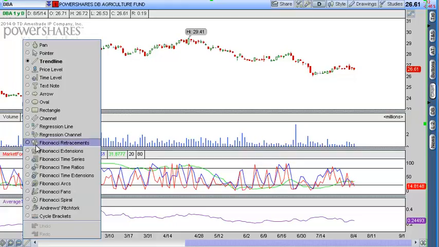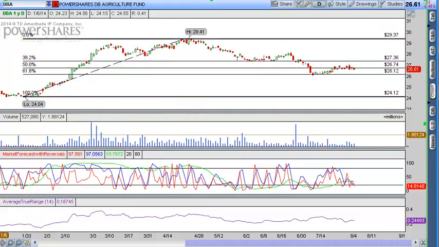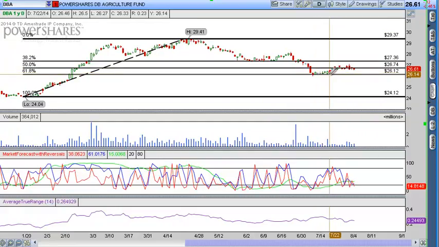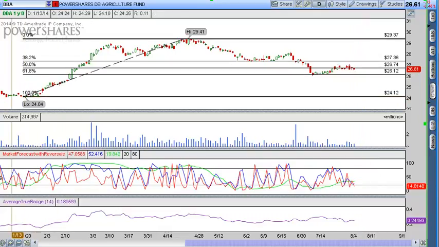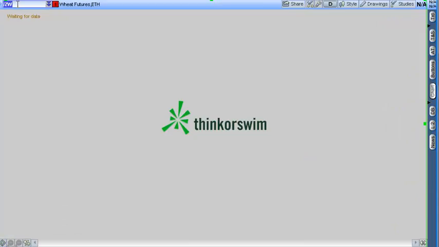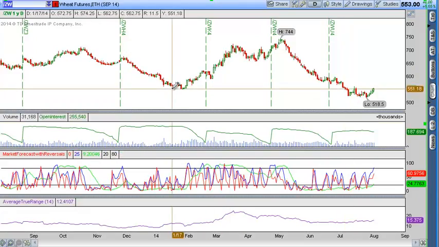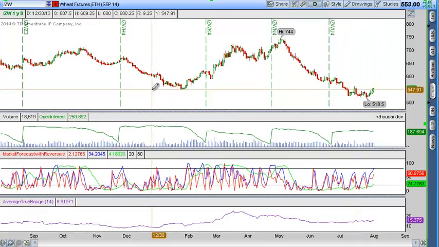Let's throw a fib off the trend up. Notice that we came down and tested that 61. We tested the 50. If we break through the 61%, agriculture prices are likely to fall back to 24.12, which is going to take us back down to these lows of the year. Now, those lows of the year, you'll notice that's actually not bad, considering we're looking at wheat, and wheat had already pushed back to these lows.